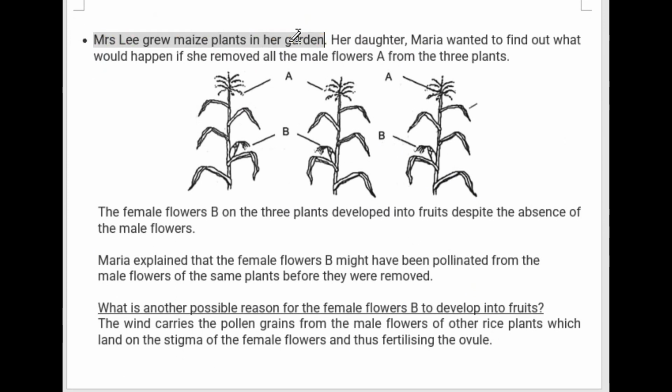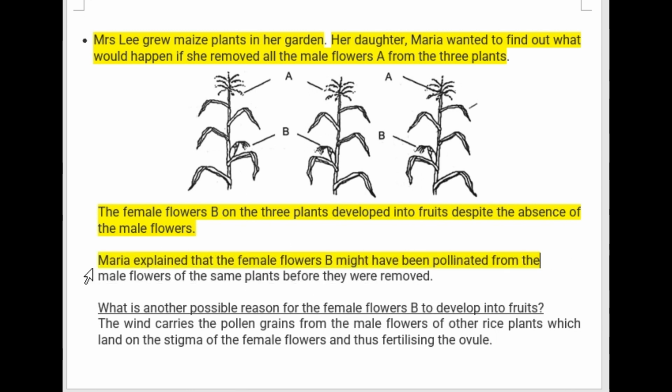Mrs. Lee grew maize plants in her garden. Her daughter, Maria, wanted to find out what would happen if she removed all the male flowers from the tree plants. The female flowers on the tree plants develop into fruits despite the absence of the male flowers. Maria explained that the female flowers might have been pollinated from the male flowers of the same plants before they were removed.